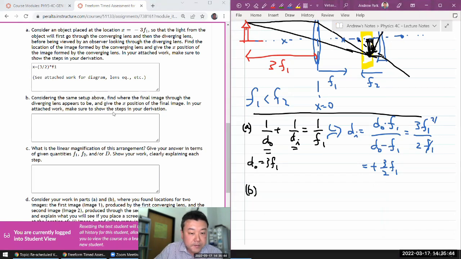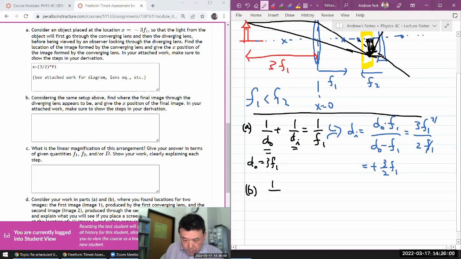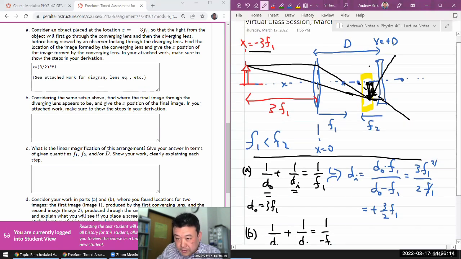So part B, same set up: find where the final image through the diverging lens appears to be. So for this analysis, I'm treating this as my object for the second lens and then working this through. So the lens equation remains the same. What I need to be careful about is working out the object distance. So 1 over DO plus 1 over DI is equal to 1 over minus F2. And the object distance should be this distance here.